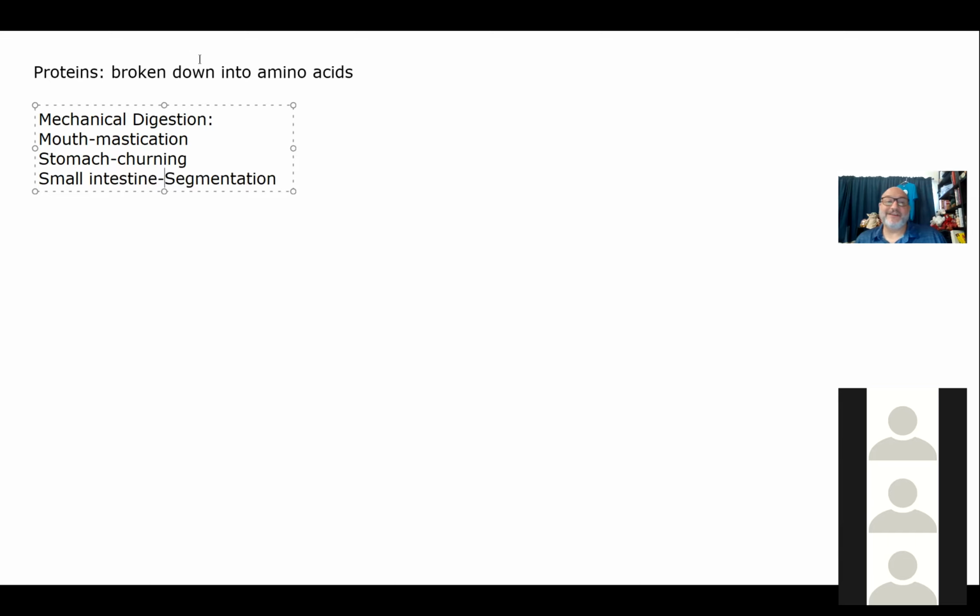Excellent. Perfect. In fact, if you think about it, these three processes, mastication in the mouth, churning in the stomach, segmentation in the small intestine, they're really mechanical mechanisms for breaking down all of our macromolecules. So really, we'll be able to use these three. We pretty much can write them in stone. They're going to be part of the answer for all of them. Now, with carbohydrates, these were the only three ways we mechanically break down our carbohydrates.